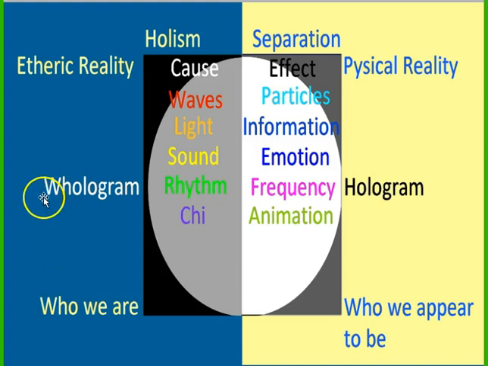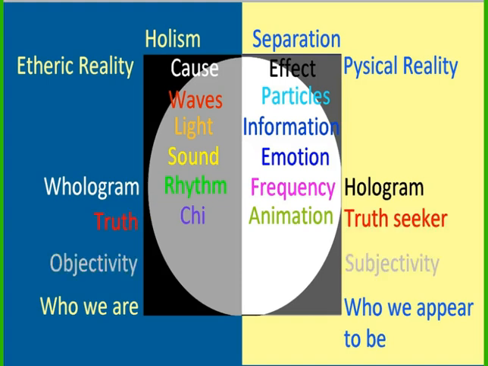In the material realm, we experience a hologram. But in the ethereal realm, we experience a hologram. In the ethereal realm, we find truth and objectivity. But in the material realm, the cause creates the effect of the truth seeker and creates subjectivity. In the ethereal realm, we find who we are, and in the material realm, who we appear to be.